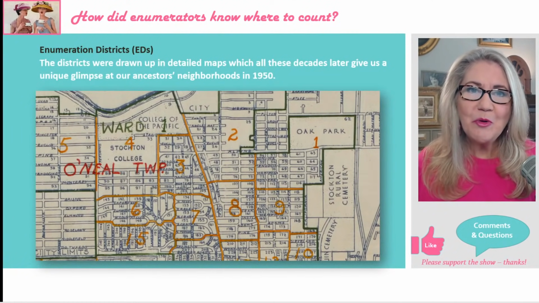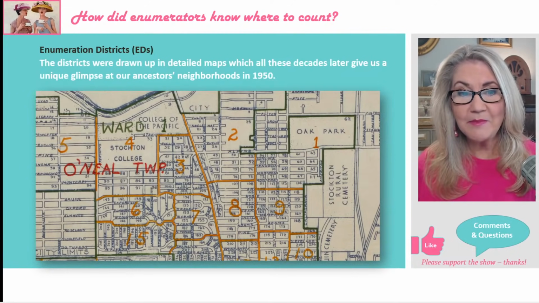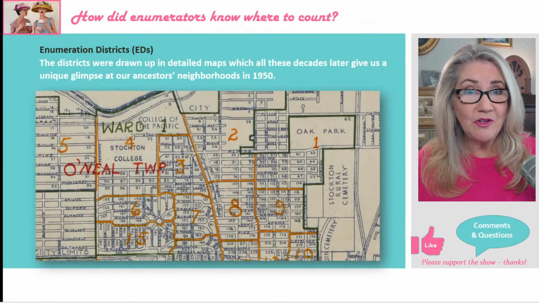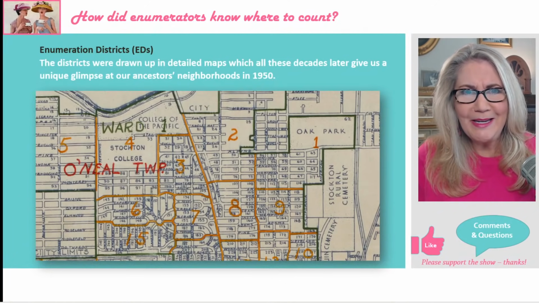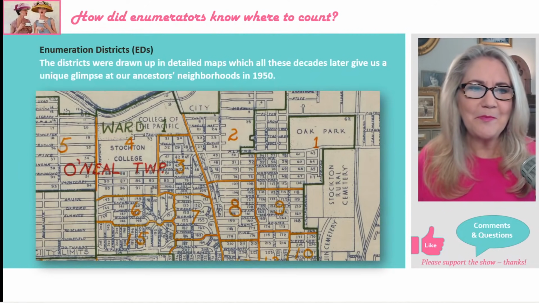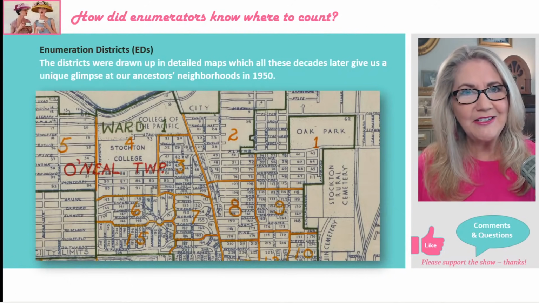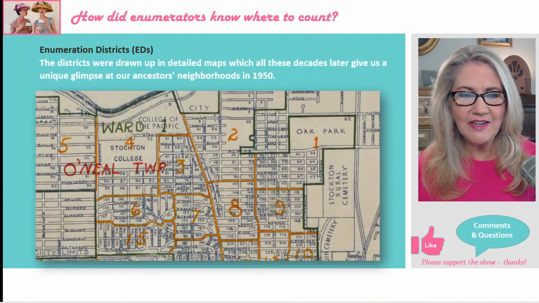So this is what an enumeration map looks like. And as you can see, the districts are drawn up in really detailed maps. They're kind of in color. If you've looked at the 1940 enumeration district maps, you know that those, at least the ones I've looked at, are all in black and white drawings. So these are almost looking a little bit like Sanborn fire insurance maps, if you're familiar with those. But it really gives us just one more glimpse into our ancestors' neighborhoods. And I think that's just kind of exciting.